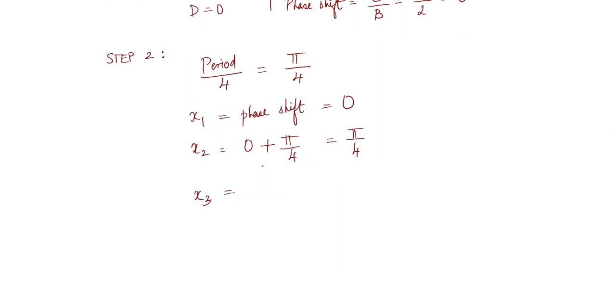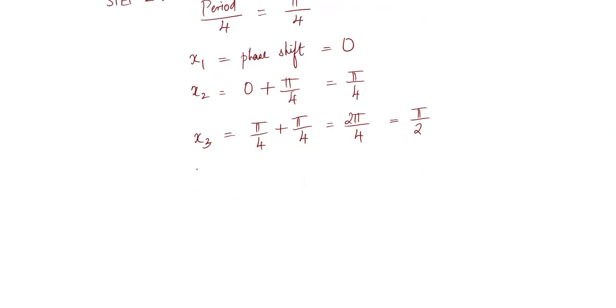X3 is X2 plus period over 4. So that's pi over 4 plus the period over 4, which is pi over 4. We found that. That's going to be 2 pi over 4. In the reduced form, this will be pi over 2. But remember, we said we want to maintain the same denominator to see a pattern.